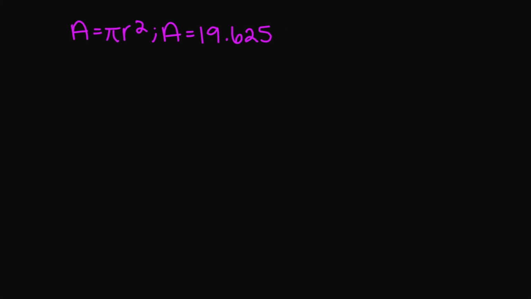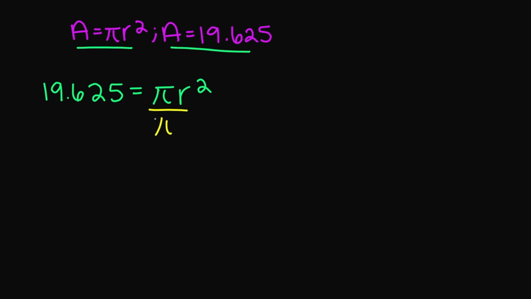Let's look at this example here. So let's say this is my area here, 19.625, and this is the formula for my area here, and we need to find the radius. So I'm going to do 19.625 first. That is going to equal pi times r squared. Now I'm going to divide both sides by pi. So 19.625 divided by pi, this is going to equal approximately 6.25.